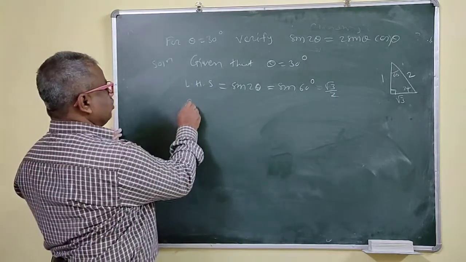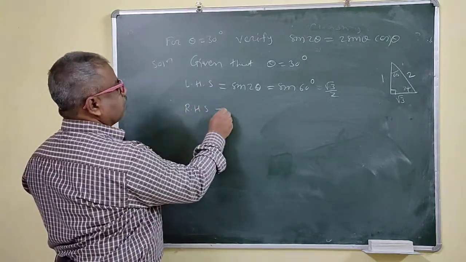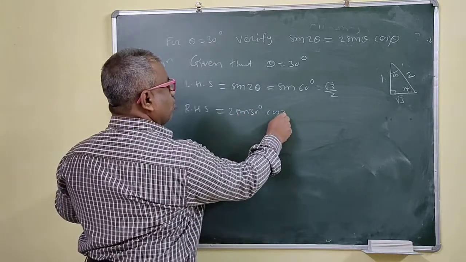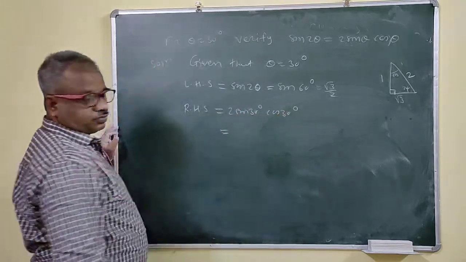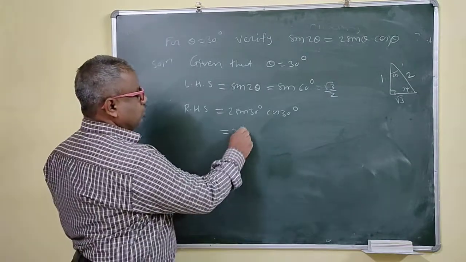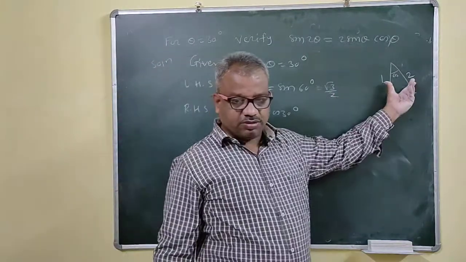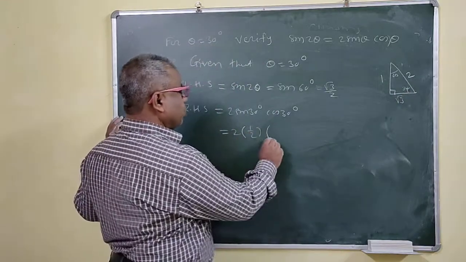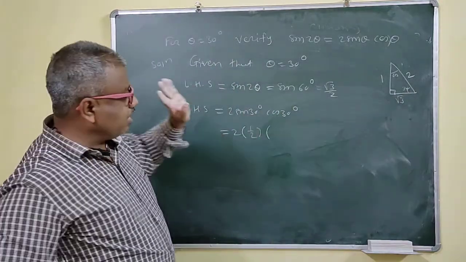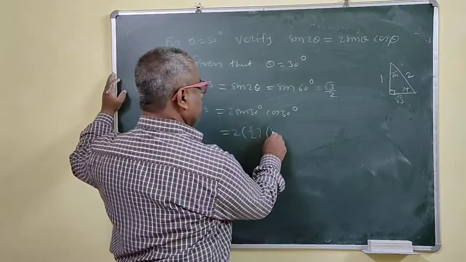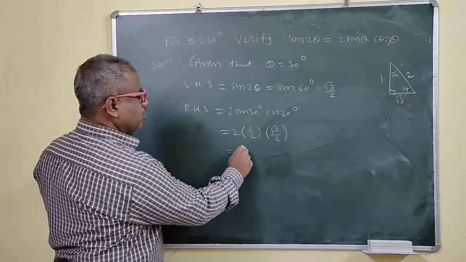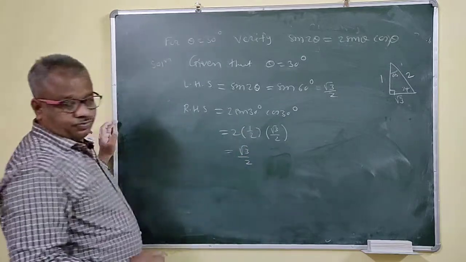We'll take the RHS now. RHS is 2 sine 30 degrees cos 30 degrees. This is 2. Sine 30 degrees, you have the triangle now. Sine 30 degrees is half. If you don't remember, don't mind that. With the help of this triangle, you can find this. Cos 30 degrees is root 3 by 2. So the 2 gets cancelled. Root 3 by 2.